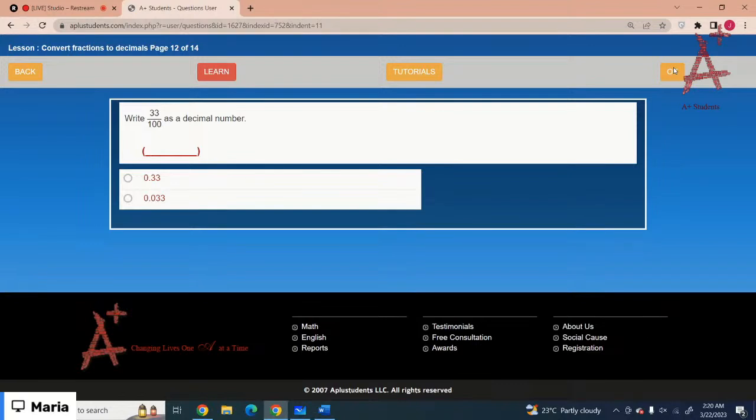Okay, 33 divided by 100. So you have just two zeros in the denominator, got it? That means you need to move the decimal point two places left. So it is 0.33.